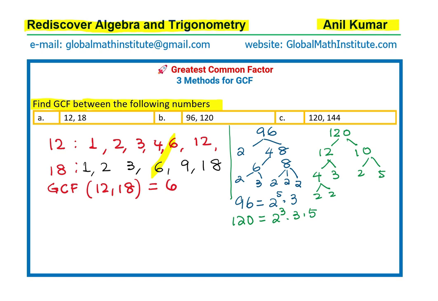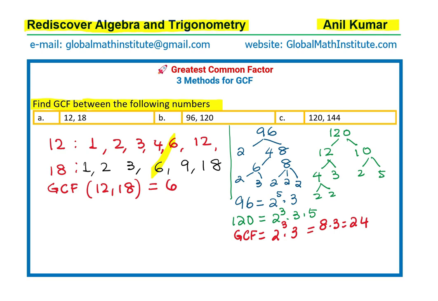We are interested in finding the greatest common factor. Now you can see the greatest common factor in this case is what? How many 2's are common? We got three 2's in 120 and five in 96, so at least three are common, right? So 2 to the power of 3 I am writing, and one 3 is common, 5 is not common. 2 to the power of 3 is 8, 8 times 3 is 24. So the number 24 is the greatest common factor between 96 and 120.